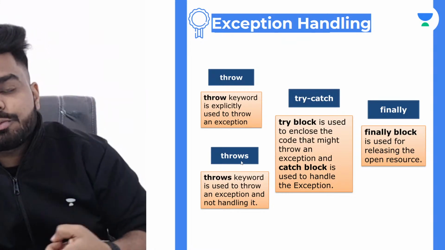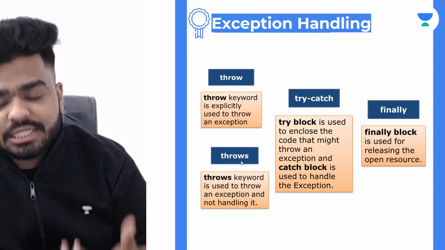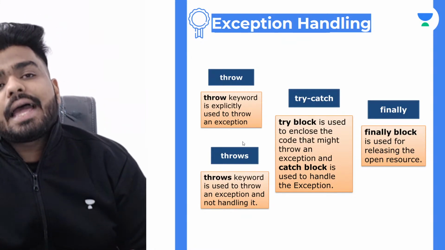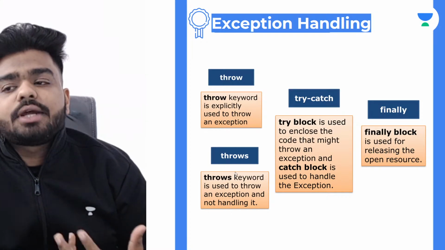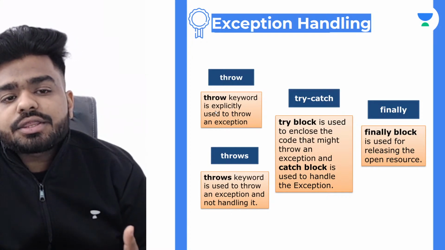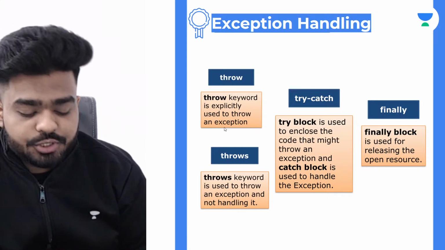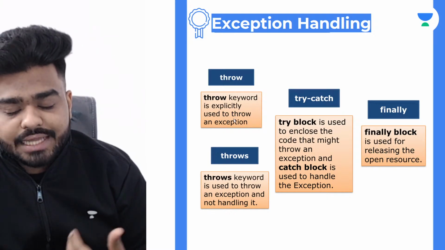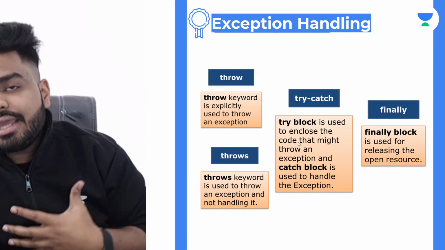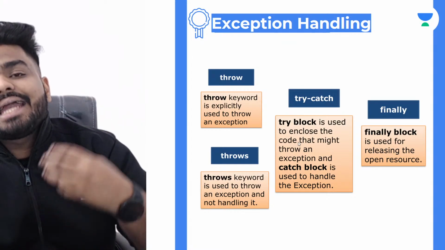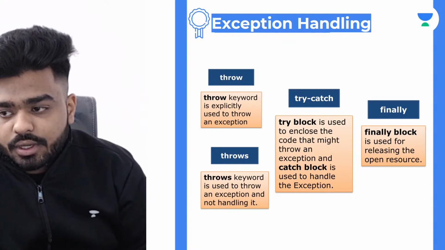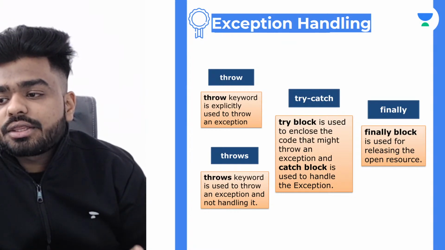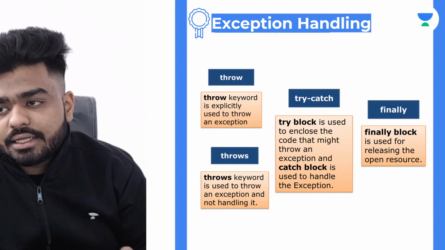These are two particular keywords which are used multiple times in your programs. And what is the difference between these two? Let's try to understand. The throw keyword is explicitly used to throw an exception. That means you know that there is an exception there, and you just throw it away. Okay, so let's try to see what the example will be. Let's understand that with an example.